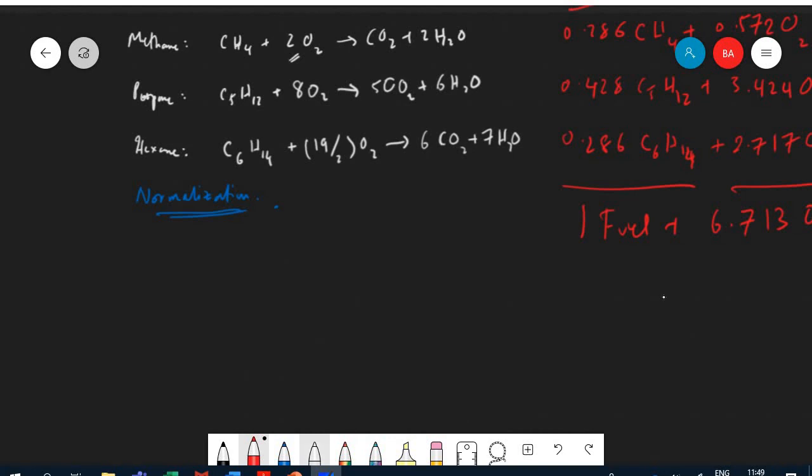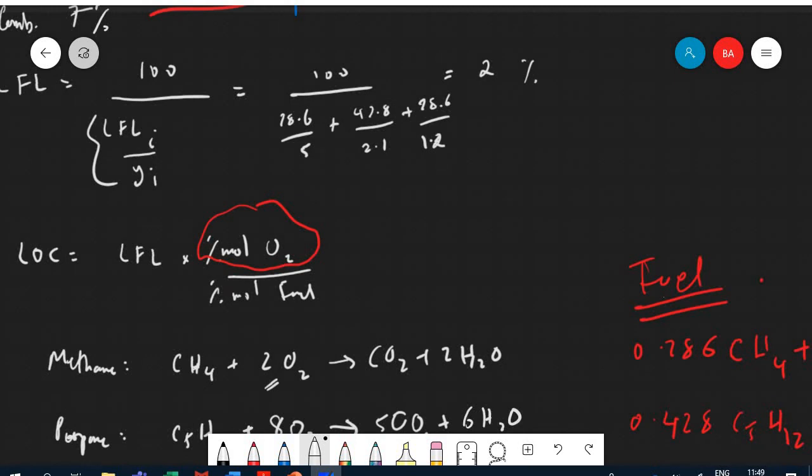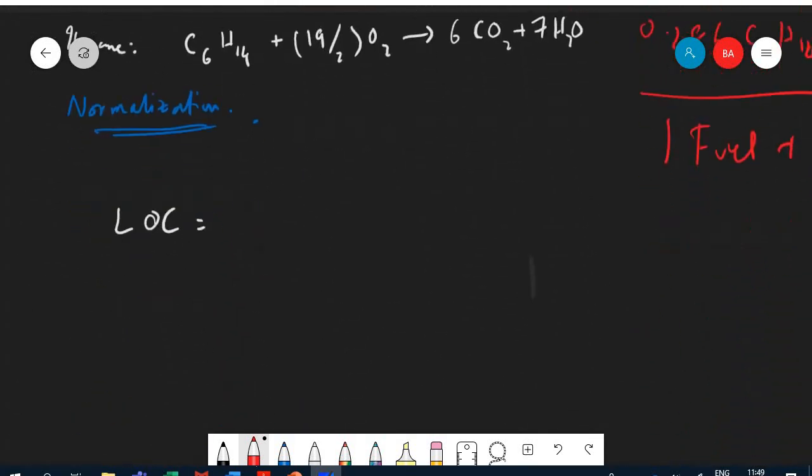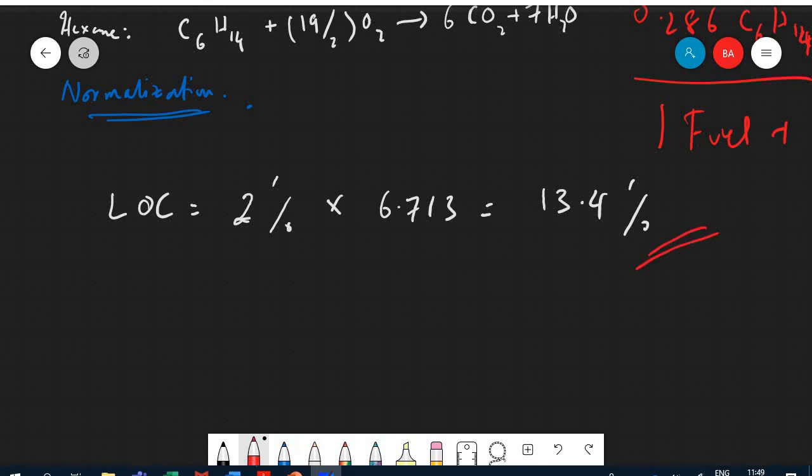And now my problem became straightforward, where I can say that my LOC is equal to the LFL of the mixture. If we go back, my LFL of the mixture was 2%. So we go down here and say that it is equal to 2% multiplied by the number I got for oxygen, which was 6.713, and that will be 13.4. And that is my answer. That is my beautiful answer after we have done our calculation.